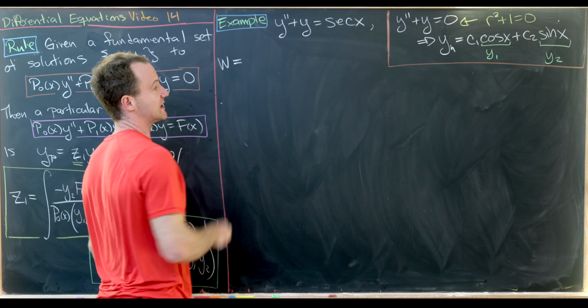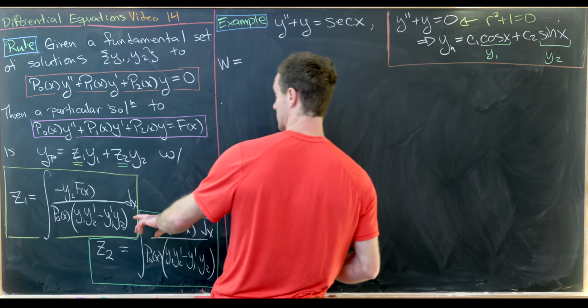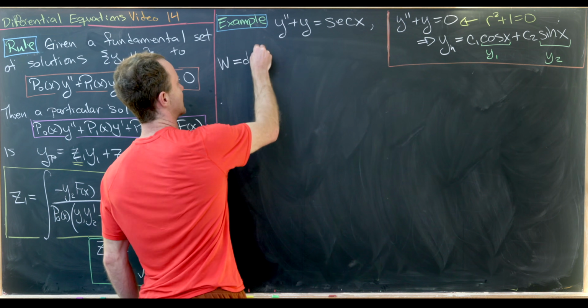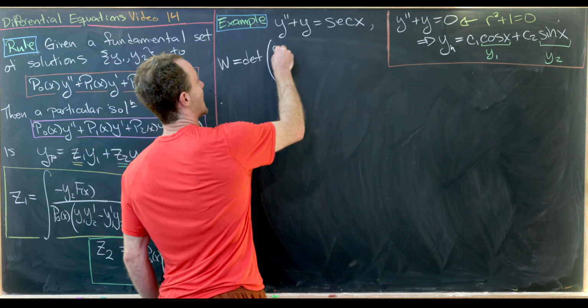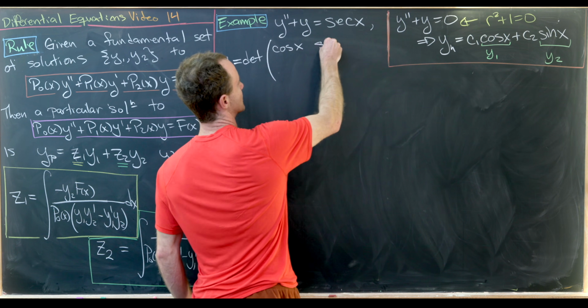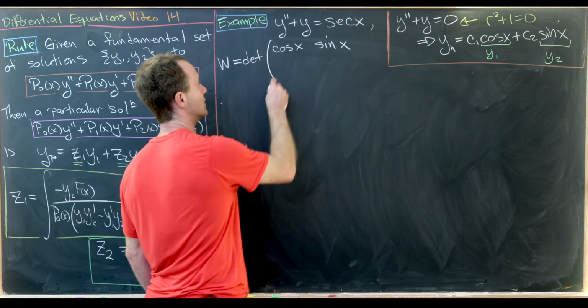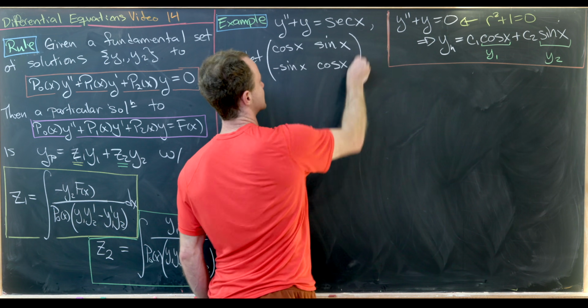So the Wronskian of sine and cosine, recall that that is the determinant of the matrix that gives us this. I'm going to write it as the determinant of the matrix because it's visually easier to look at. So we'll have the functions in the first row, so cosine and sine, and we'll have their derivatives in the second row. So that'll be minus sine x times cosine of x.